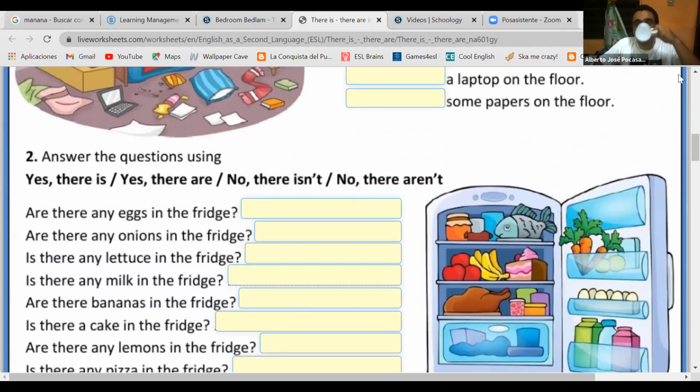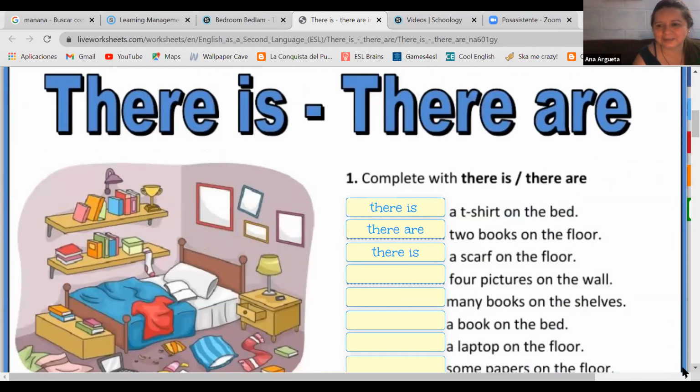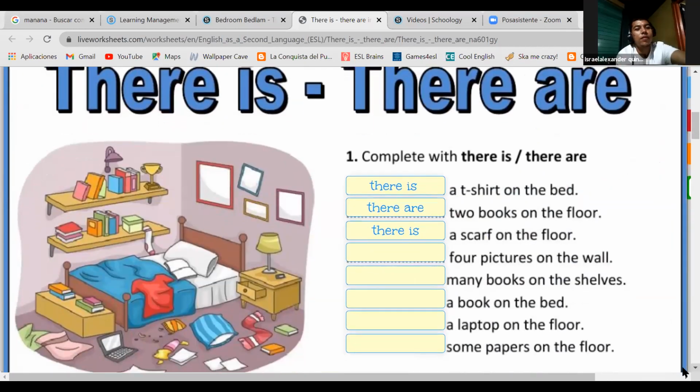No, pero bueno, a Ricardo le salió 10 de 10 y a mí me salió 9 de 10. Y justo eso. The tomato.